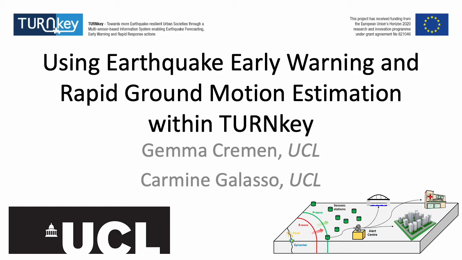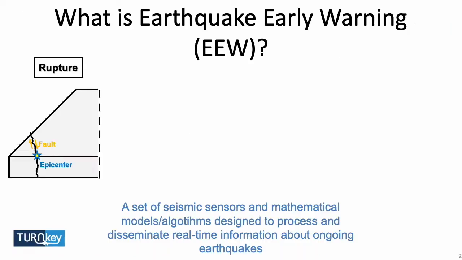So before we get into the research that we actually did in this topic, I just want to first go through what exactly earthquake early warning is. So we have an earthquake and we have a rupture. And the first type of waves that emanate from an earthquake rupture are P waves.